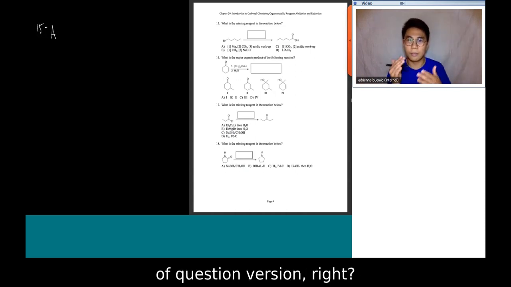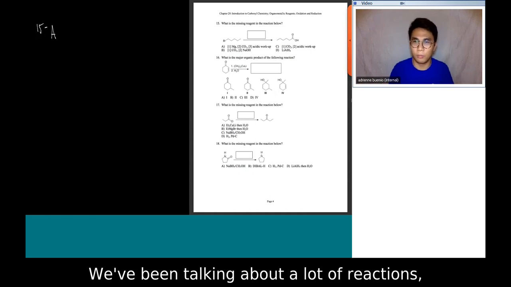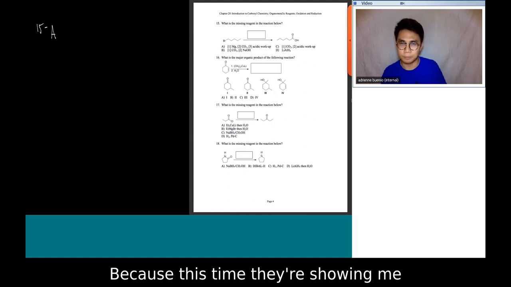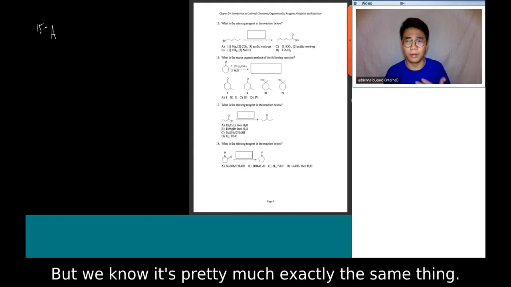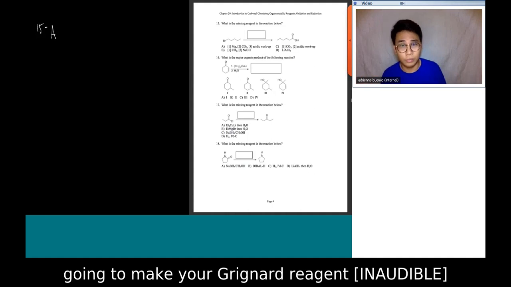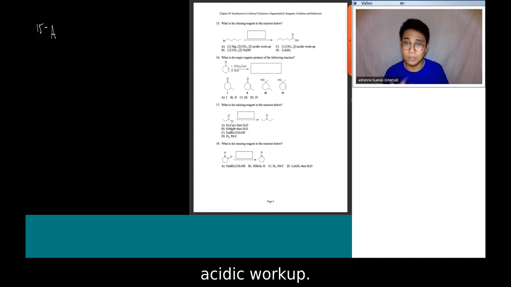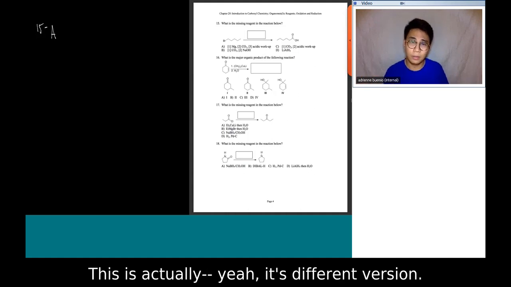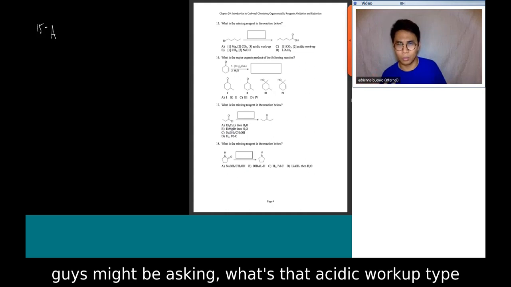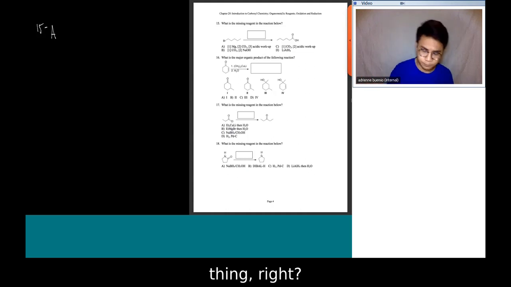And again, another type of question version, right? We've been talking about a lot of reactions, but this time it's a little bit different, because they're showing it as 3 different steps, right? But we know it's pretty much exactly the same thing. First you're gonna make your Grignard reagent, right? CO2, acidic workup. This is actually a different version. But the thing to notice about this is, you guys might be asking, what's that acidic workup type thing, right?